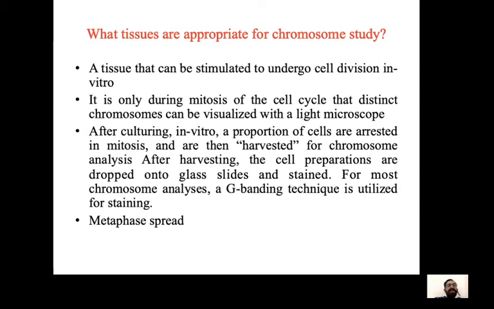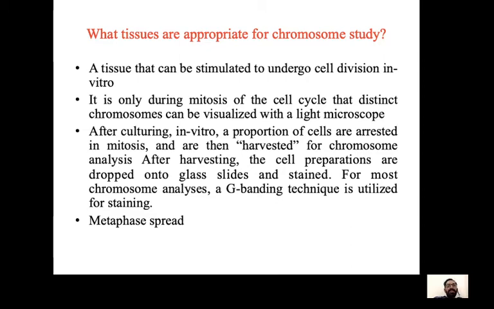So this can be done in vitro in the petri dish. Cells could be incubated or stimulated to grow and multiply, and during that process of multiplication, the chromosomes are condensed and we can see them under the microscope.